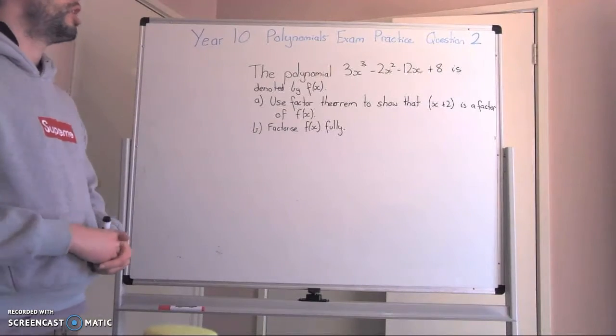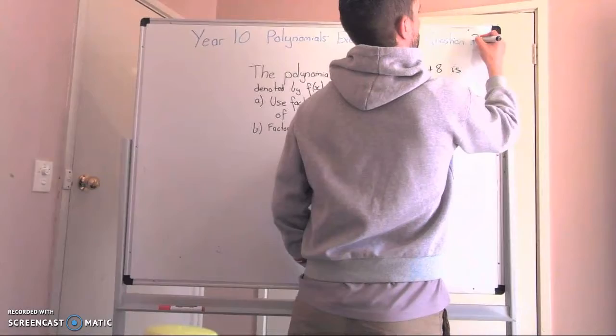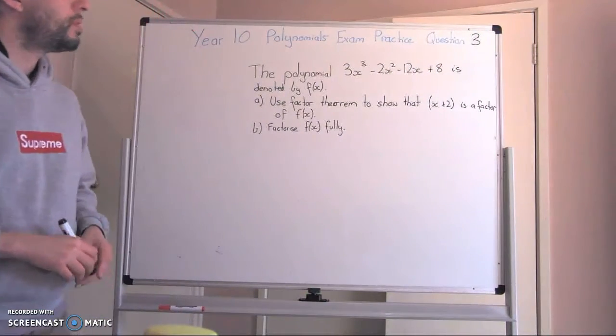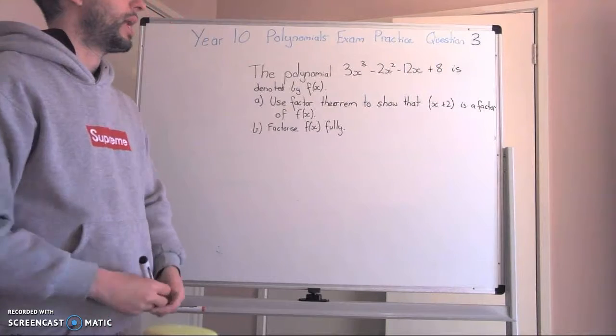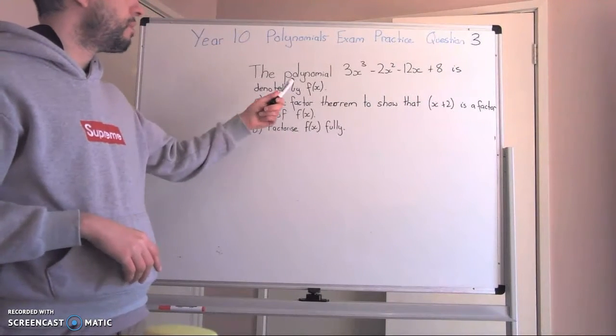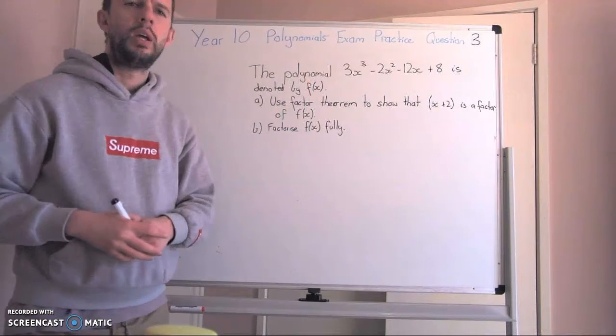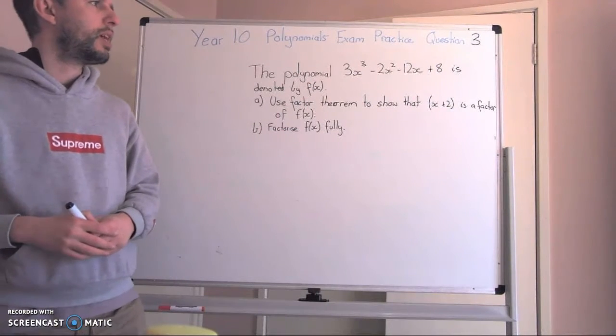Year 10 Polynomial Exam Practice, Question 3. The polynomial 3x to the power of 3 minus 2x squared minus 12x plus 8 is denoted by the function f of x. The first thing we are going to do is use the factor theorem to show that x plus 2 is a factor.